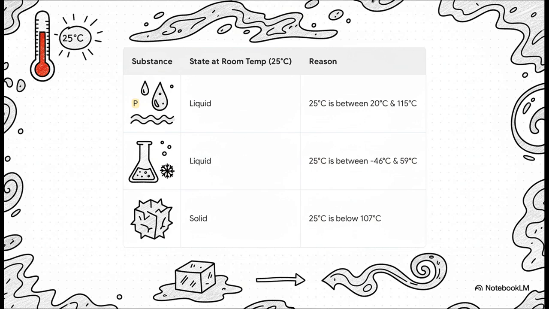All right, let's put this to the test. We'll use room temperature, which is roughly 25 degrees Celsius. So for substance P, its melting point is 20 and its boiling point is 115. Where does 25 degrees fall? Right in between. So it's a liquid. Same deal for Q. 25 degrees is neatly between negative 46 and 59. Another liquid. But now look at R. Its melting point is way up at 107 degrees. Our 25 degrees is way below that. So what does that mean? It's still frozen solid.